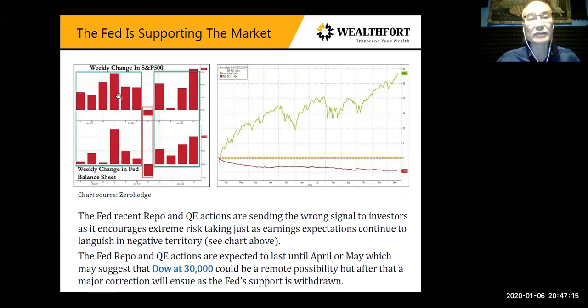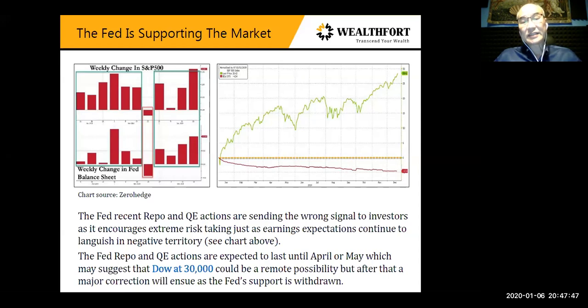You can see how the Fed's recent report affected the market. This is the change in the Fed balance sheet. This is the change in the S&P. You can see that the Fed pumped liquidity, then the S&P went up even higher. So the Fed's recent report and QE actions, I say QE, even though the Fed says it's not QE, but as long as the Federal Reserve is monetizing short-term debt, that itself is a QE action already.